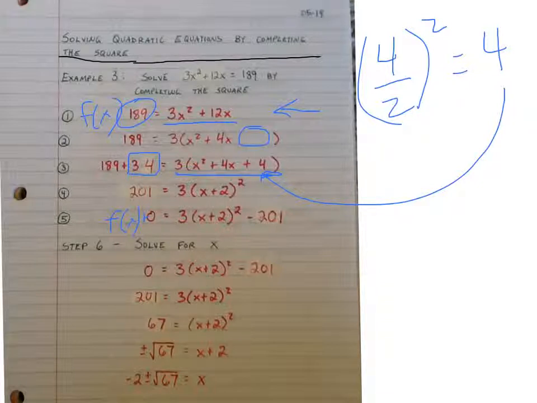Now the only change that happens here is in step 6 we're solving for x. So we can add 201 to both sides. We can then divide both sides by 3. We can then square root both sides, and we get the plus and minus, and then we subtract 2 from both sides. It should be noted that we could have jumped straight from step 4 to this point of step 6. I simply included step 5 so that you could see the connection between the first part of this skill and this part.